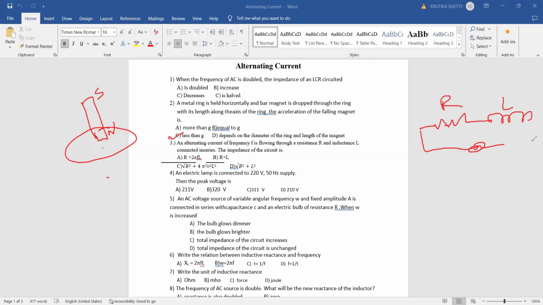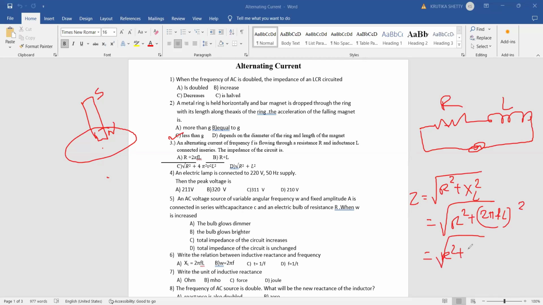What happens to the impedance? So the impedance is equal to what? It is under root of R square plus XL square. So that is nothing but R square plus XL, which is 2 pi F into L whole square. So option C. Yes. This is R square plus 4 pi square F square L square. Yes, C is the correct answer.